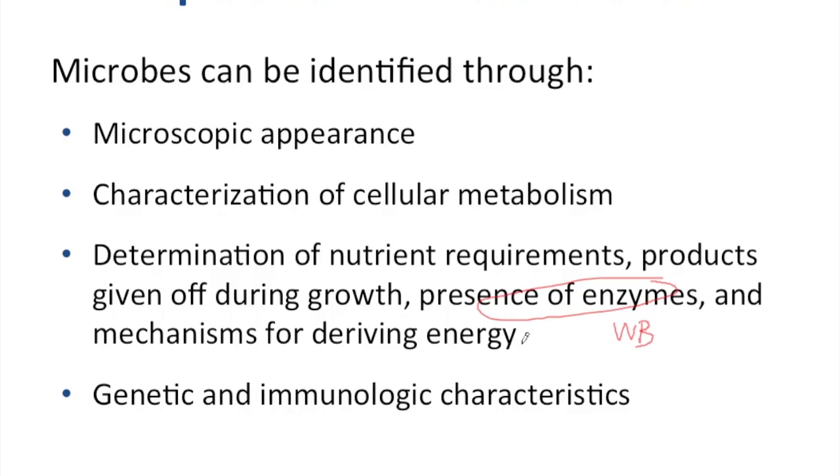We can also do the genetic and immunologic test. For genetic, we can use PCR. For immunologic, we can use either ELISA or the Western blot to detect the proteins or antibodies.